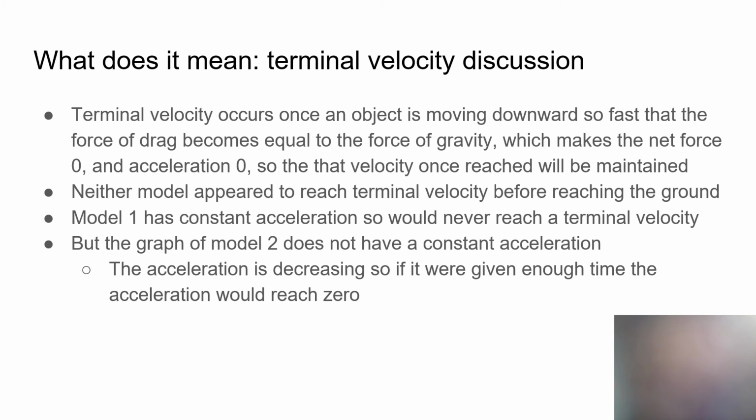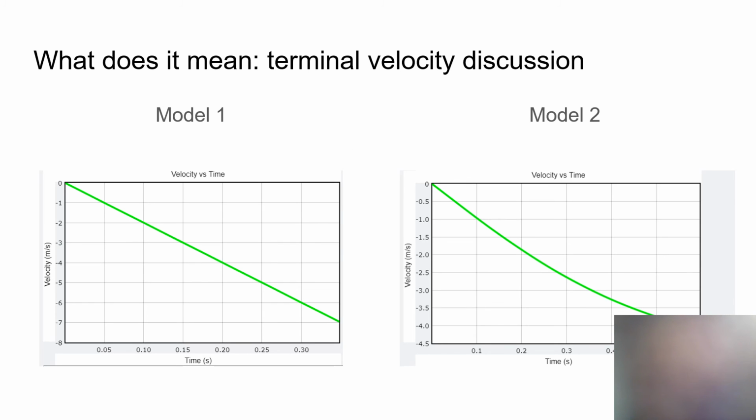Model 1 has constant acceleration, so it would have never reached terminal velocity, but Model 2 does not have constant acceleration. The acceleration is decreasing because of drag, and if given enough time, it would have reached 0. You can see that Model 1 is a straight line down, but Model 2 is curved and decreasing.